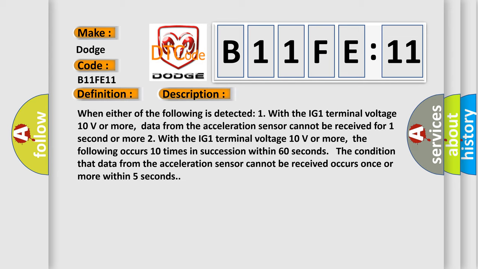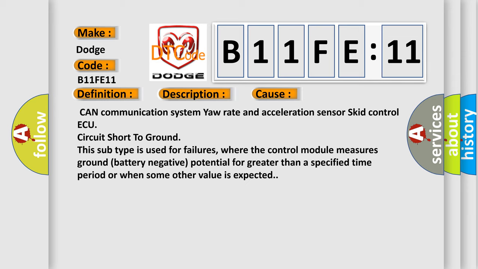This diagnostic error occurs most often in these cases: CAN communication system, yaw rate and acceleration sensor, skid control, AQ circuit short to ground. This subtype is used for failures where the control module measures ground, battery negative potential, for greater than a specified time period or when some other value is expected.